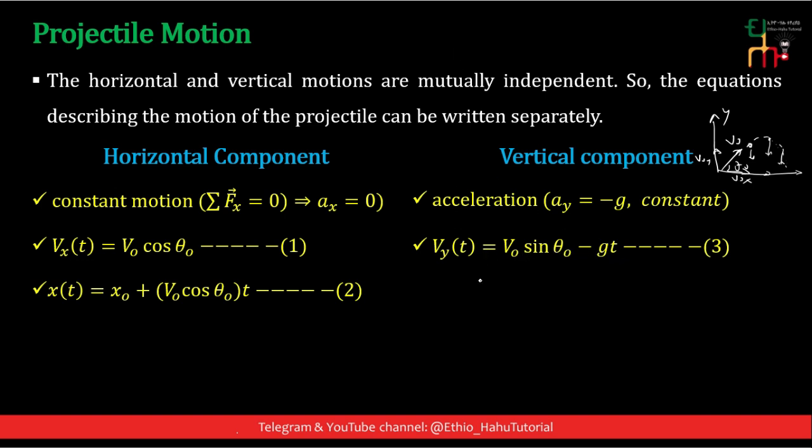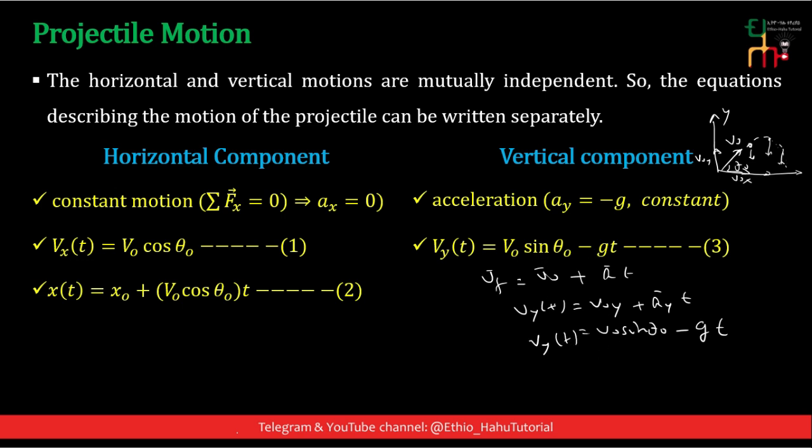This can be obtained from this. V final is equal to V initial plus a times t. Vy at any instant of time is equal to V naught y plus acceleration along the y-axis times t. In this case, V naught y is along the positive y direction, that is V naught times sine theta naught, but acceleration along the y direction is vertically downward, the negative y direction, and that is equal to minus g times t.